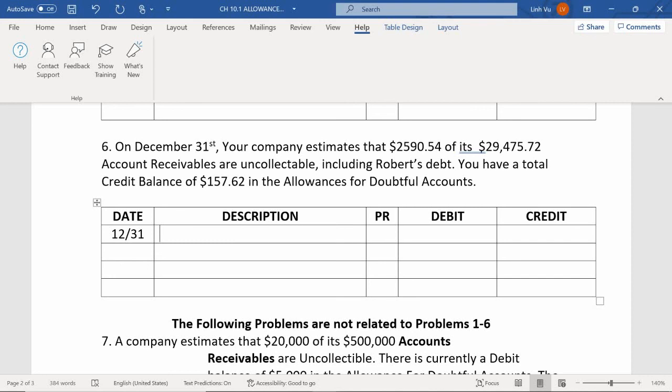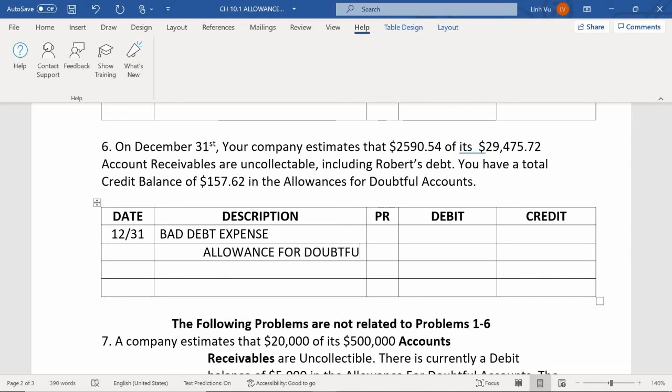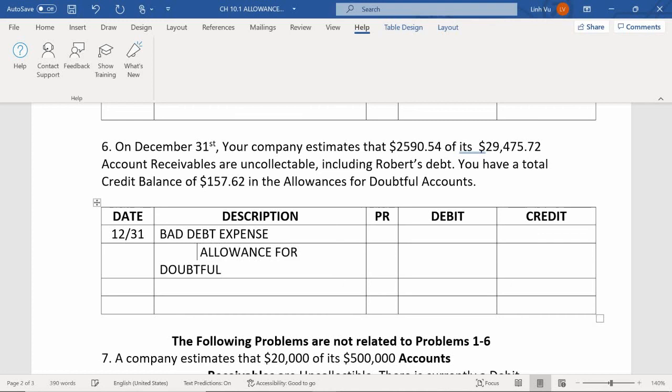So how should I journalize this? Bad debt expense, good. And then is it the allowance for doubtful accounts? It is the allowance for doubtful accounts, because we can only use the allowance method. Okay, here we go. Allowance for doubtful accounts.